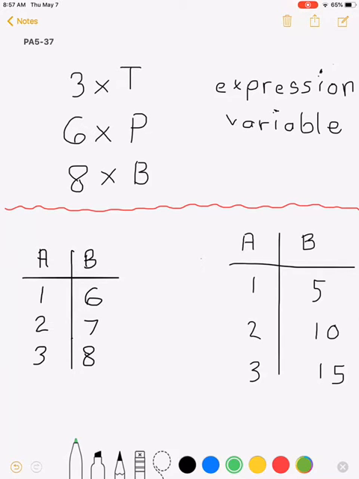So at the top of page 194, you will see some examples that are written as multiplication, like 3 times t, 6 times p, and 8 times b. There is a shorter way to write those multiplication equations. So you will see that they have shortened them to 3t, 6 times p would be 6p, and 8 times b would be represented as 8b. Whenever you see a number right beside a letter, it means that those two factors are multiplied together.